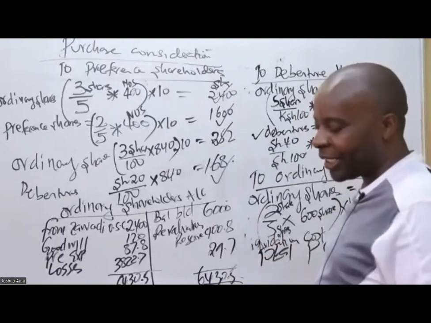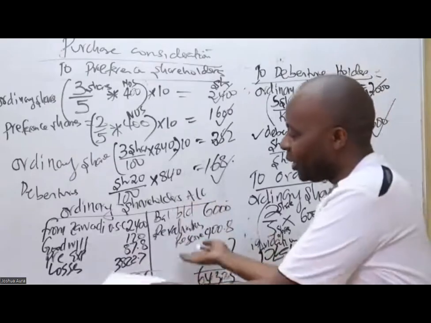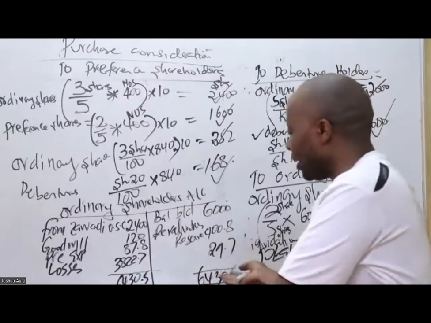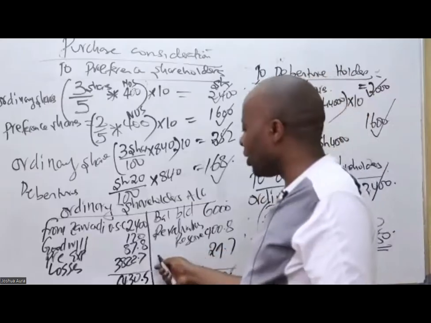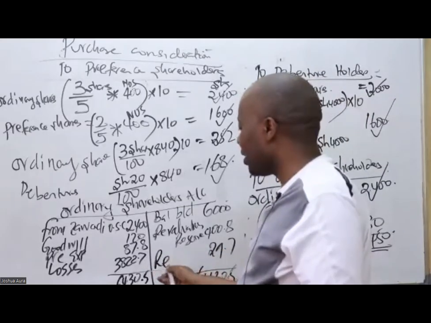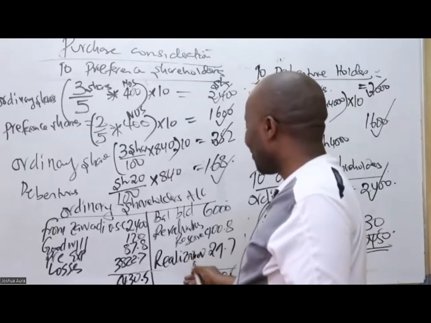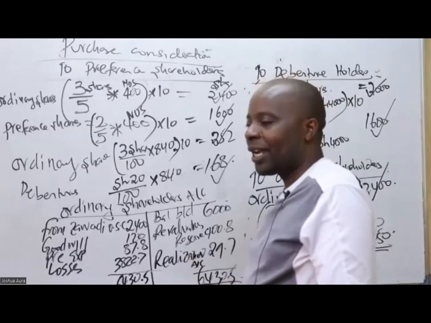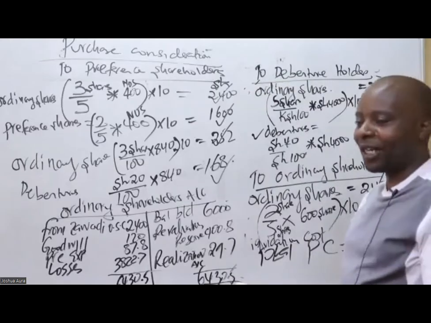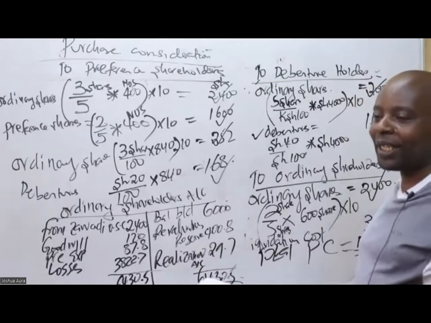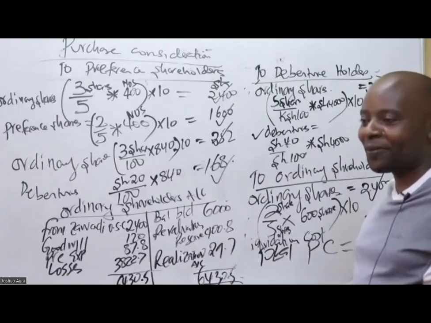So this 29.7 is what we are realizing from these people. So this is the gain or whatever. So you take it to the realization account. We take it to the realization account. Like that. That account is closed.